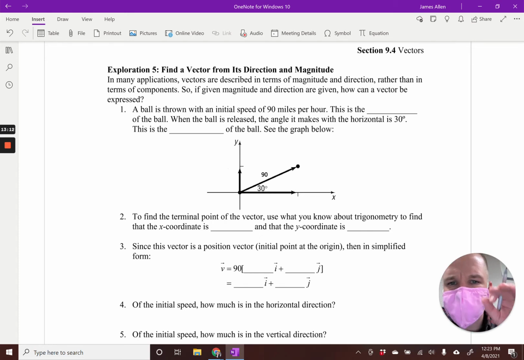All right, so we got a ball thrown with an initial speed of 90 miles per hour. What would that be considered? Well, if it's 90 miles per hour, the speed, that is my magnitude. All right, when the ball is released, the angle it makes with the horizontal is 30 degrees. Okay, that's going to be my direction here.